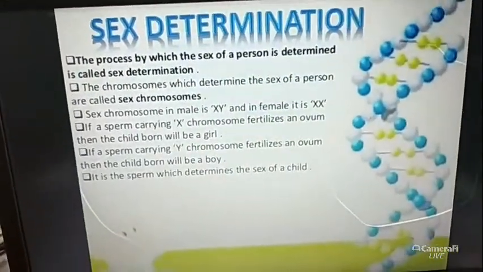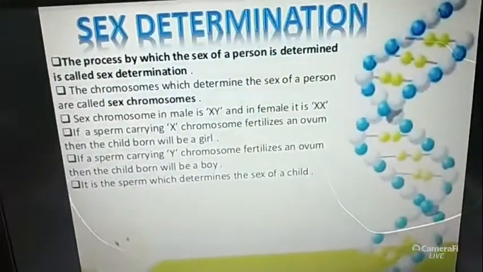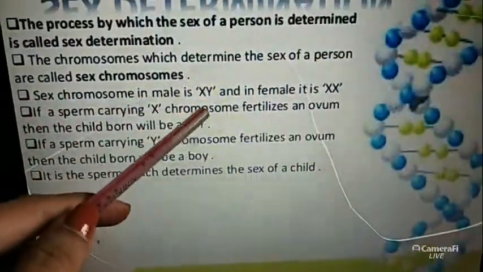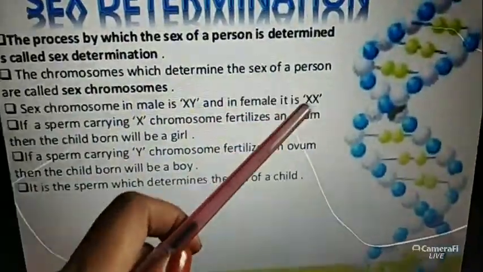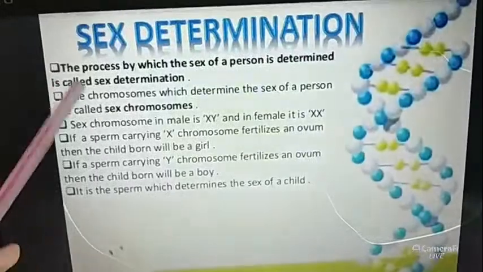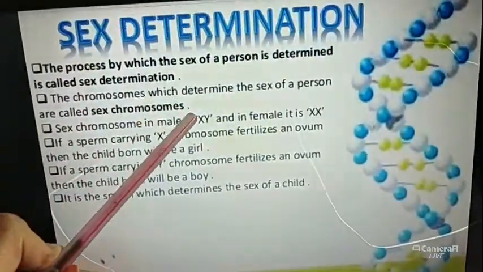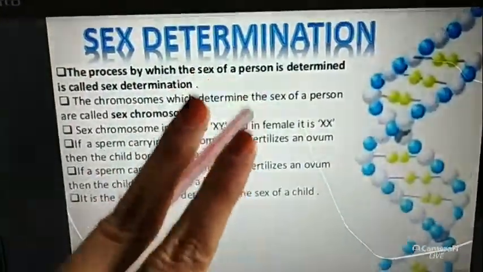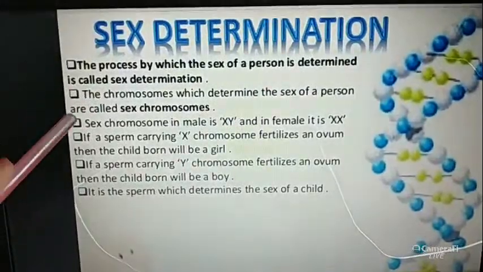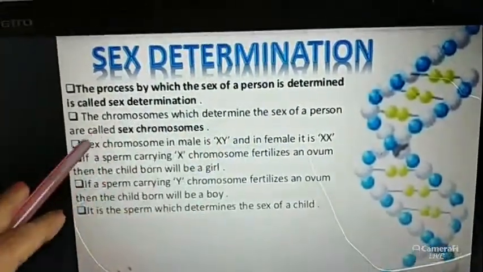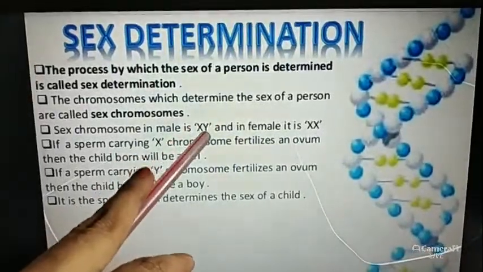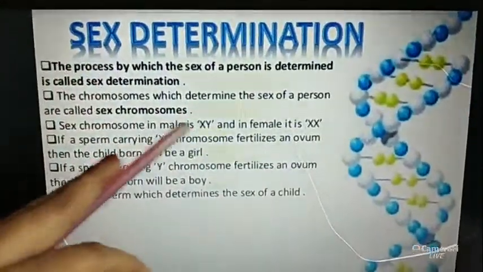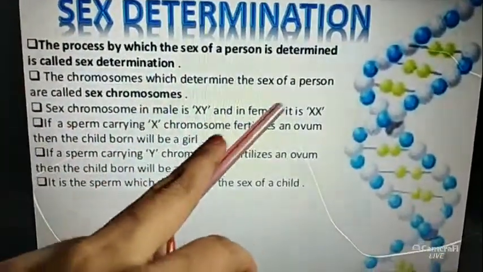And remember one thing: a male body contains X and Y sex chromosomes, and a female body contains XX. So you already know that there are a total of 44 autosomes and 2 sex chromosomes. The sex chromosomes in a male body are X and Y, and in a female body, X and X.